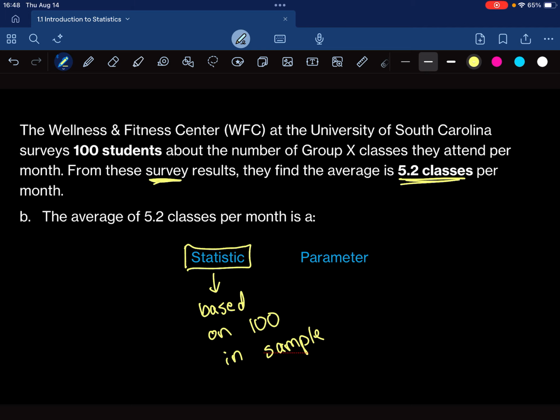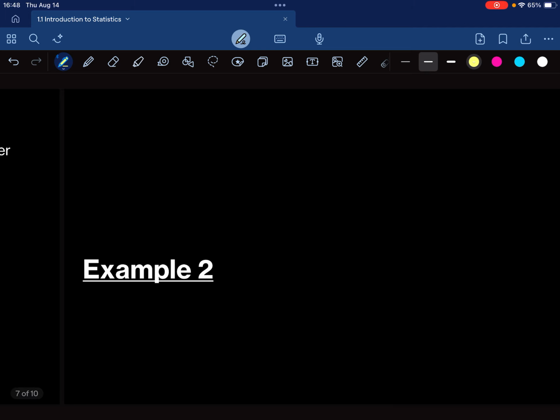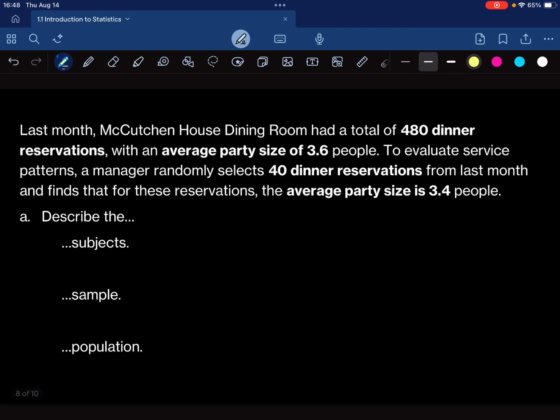From here, I'm going to try and do one more example, and then we'll recap at the end. So one more example. Again, pause here if you want to try the problem on your own. So last month, the McCutcheon House dining room had a total of 480 dinner reservations and an average party size of 3.6 people. To evaluate service patterns, a manager randomly selects 40 dinner reservations from the last month and finds that for these reservations, the average party size is 3.4 people.